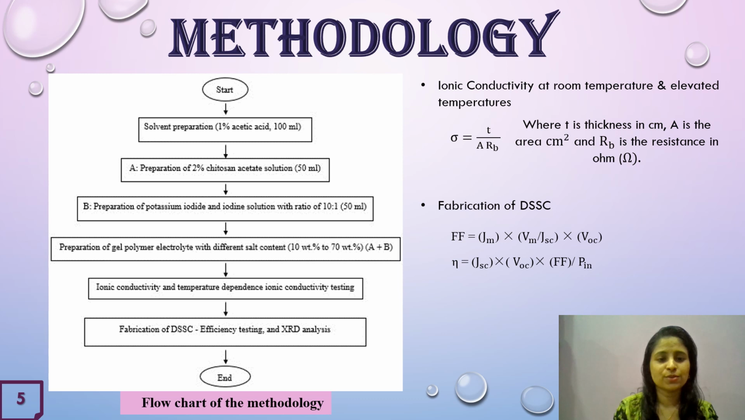This gel polymer electrolyte was prepared with variation of salt content, which is potassium iodide, from 10 weight ratio to 70 weight ratio percentage. Lastly, the samples were tested for the ionic conductivity, temperature dependent ionic conductivity, efficiency testing using electrochemical impedance spectroscopy, and XRD analysis. I have also included the important equations used to find the desired results, such as the equations to find ionic conductivity, fill factor, and the efficiency.